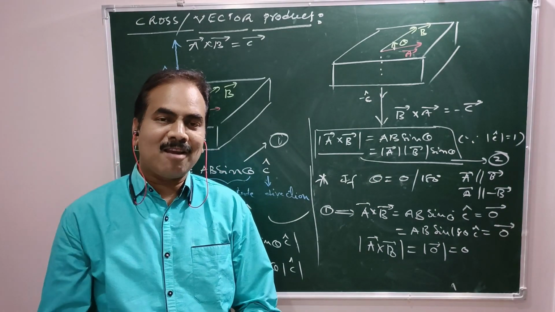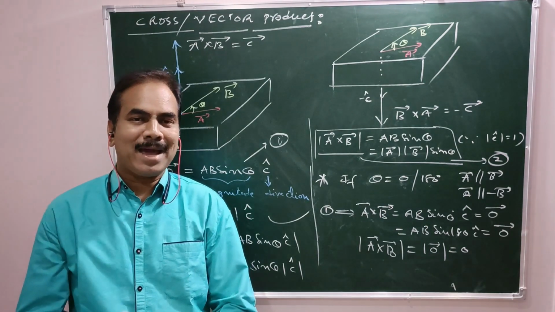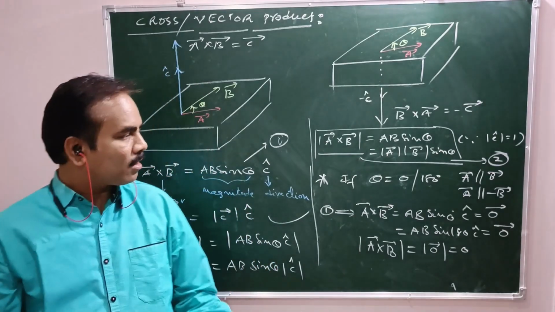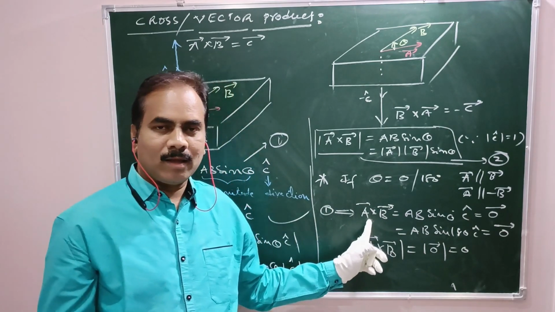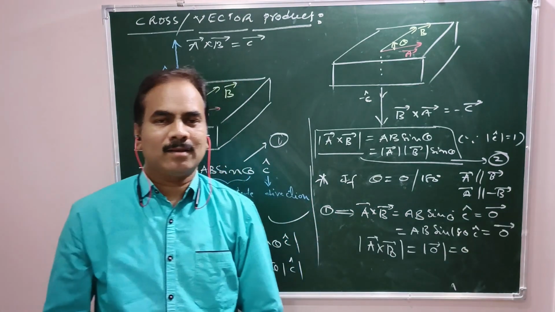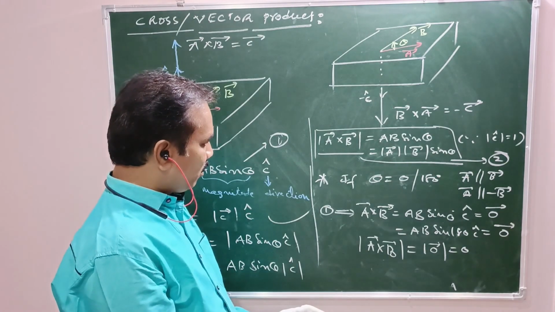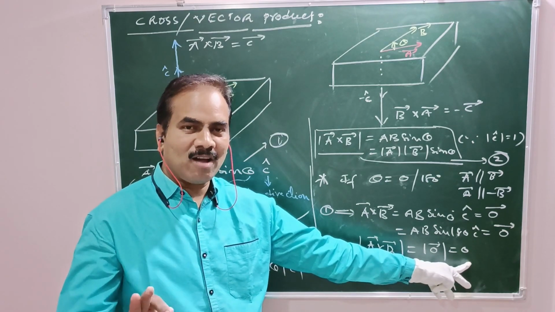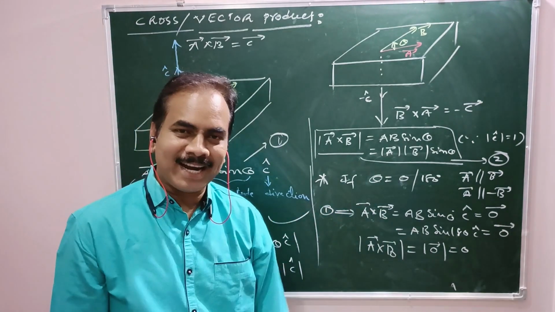If vectors are parallel or anti-parallel, they are said to be collinear vectors. So in the case of collinear vectors, the cross product always vanishes. The cross product of any two collinear vectors is a null vector, whose magnitude is 0. So the cross product of two non-zero vectors can be 0, provided theta is 0 or 180 degrees.